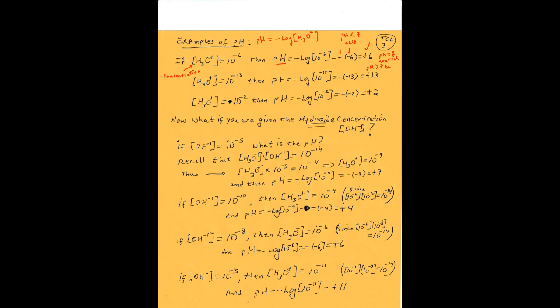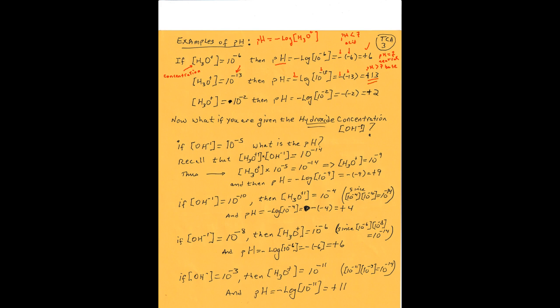Okay, so let's do another example. If the hydronium concentration is 10 to the negative 13, then the pH is minus the log of 10 to the minus 13. So it's negative, the log of 10 to the negative 13 is negative 13. Negative times negative is a positive number, it's 13. See how easy this is?